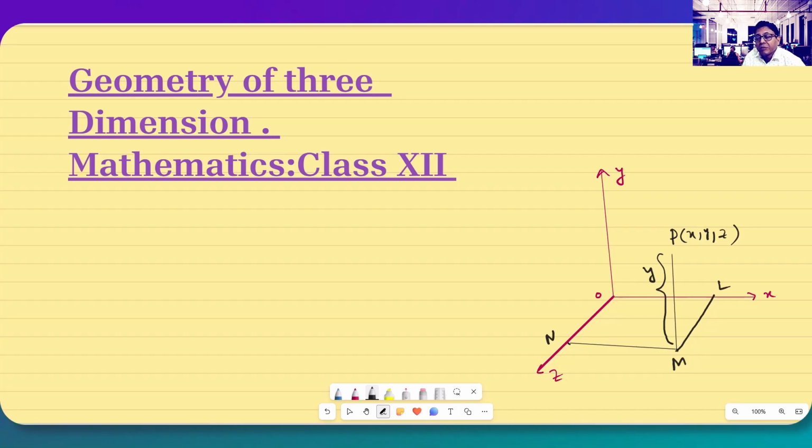Then what is x here? OL is equal to x, OM equal to z, and PM equal to y. This way you can understand the coordinate of a point P(x, y, z) has this meaning. This part is x, this perpendicular length is y, and this distance ON is equal to z.